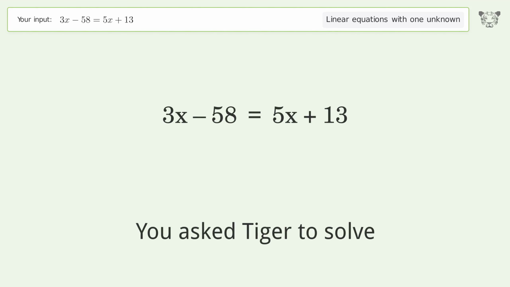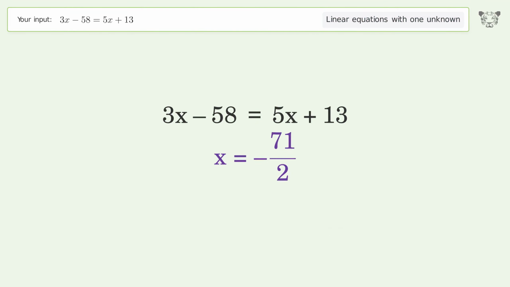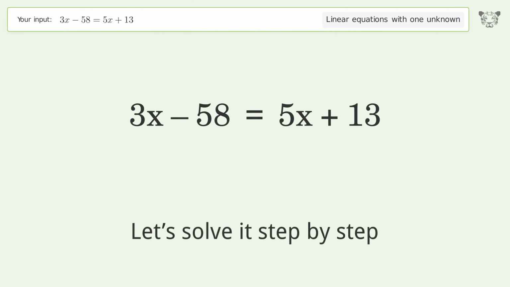You ask Tiger to solve. This deals with linear equations with one unknown. The final result is x equals -71/2. Let's solve it step by step.